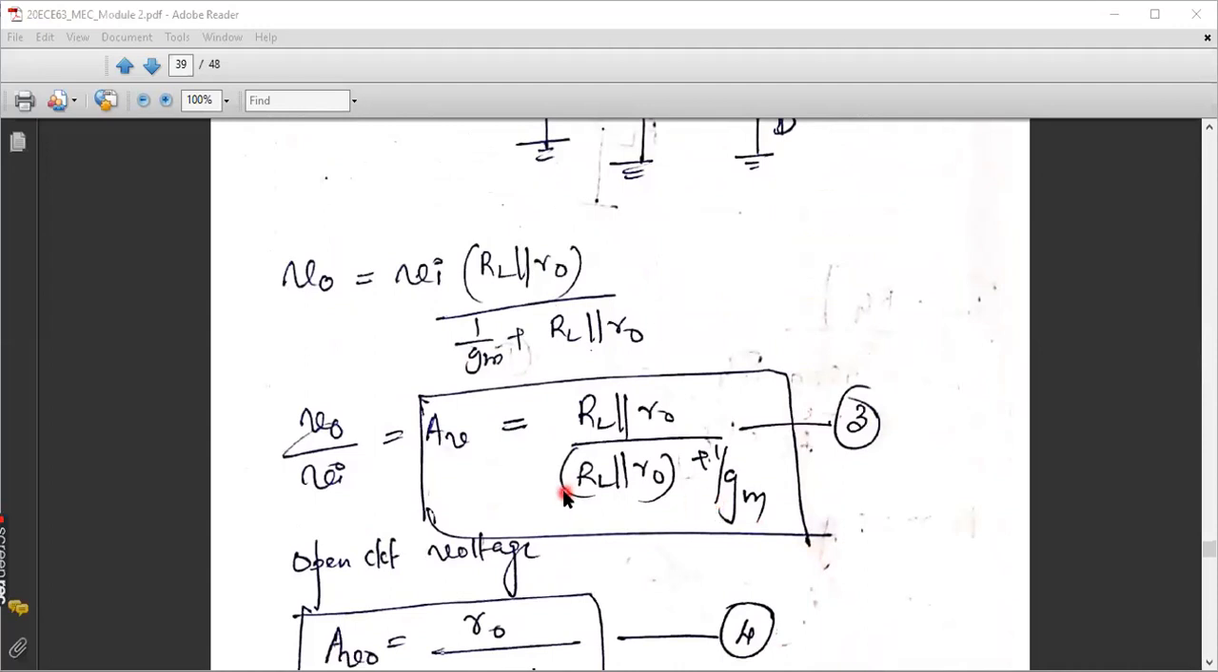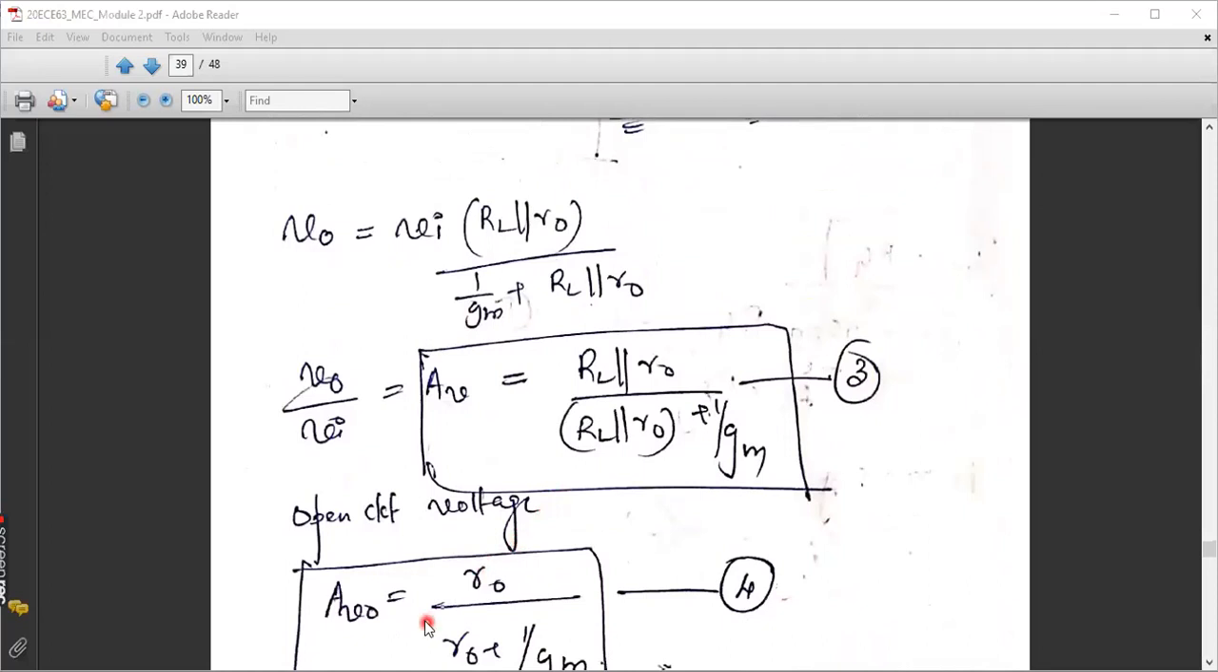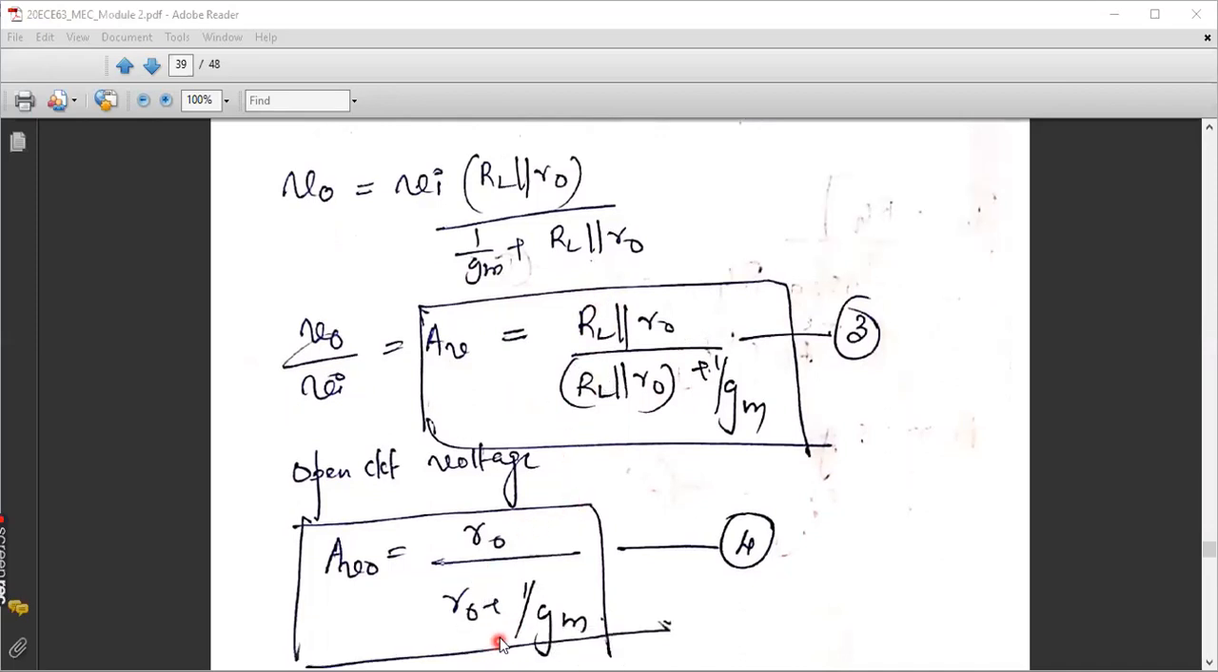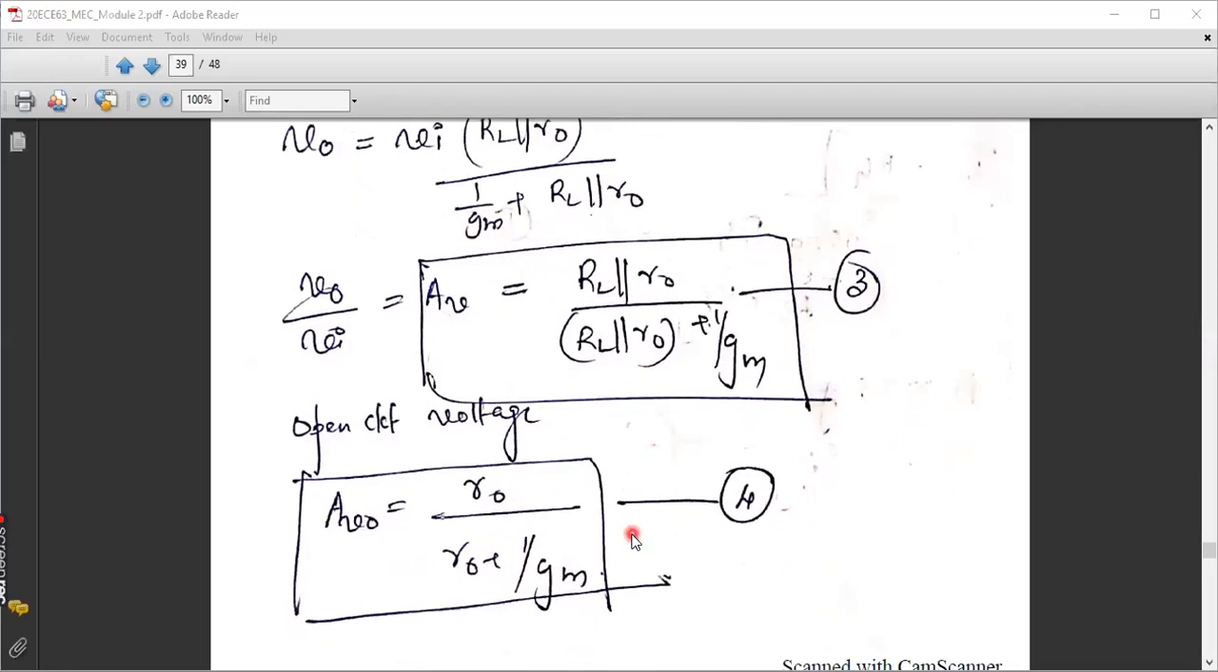Now from this we are going to derive the open circuit voltage gain AV0. Open circuit voltage gain is nothing but the voltage gain that we expect when we are not connecting the load resistance to the output terminal, which means the output is open circuited. In that case, we can neglect the effect of RL because we have not connected any load to the amplifier. So the equation becomes R0 divided by R0 plus 1 by gm.